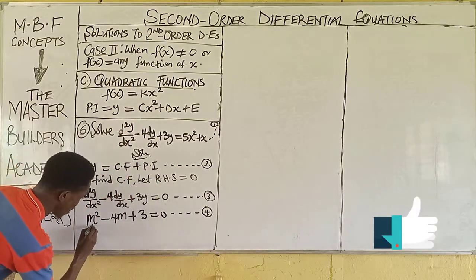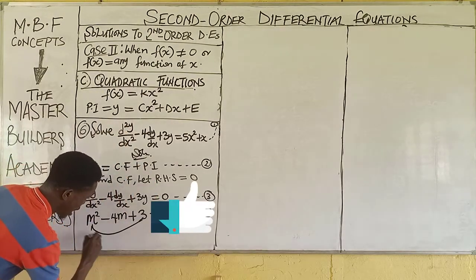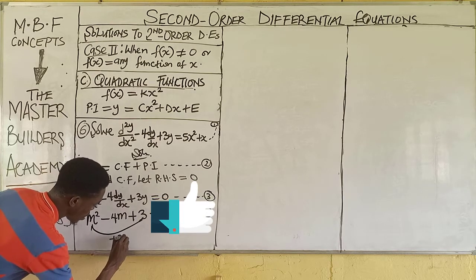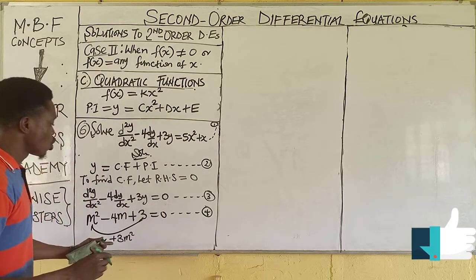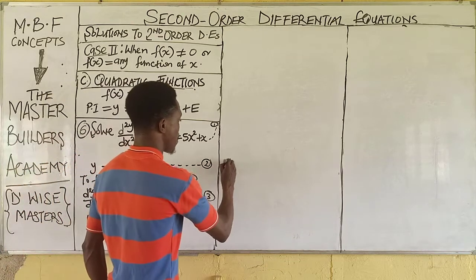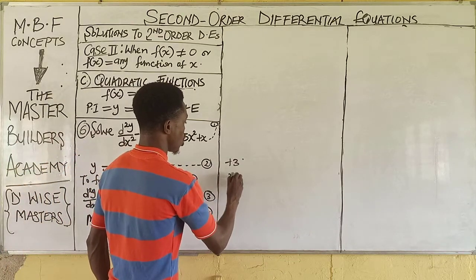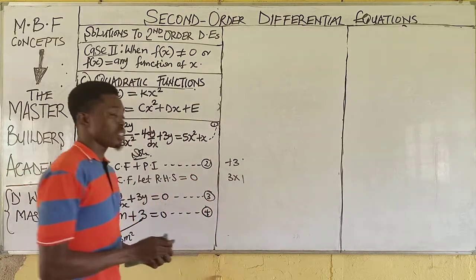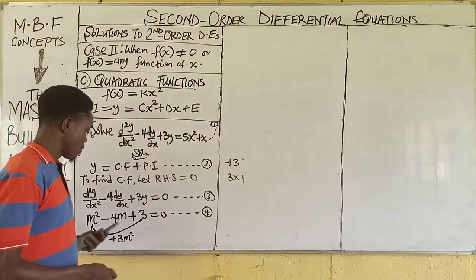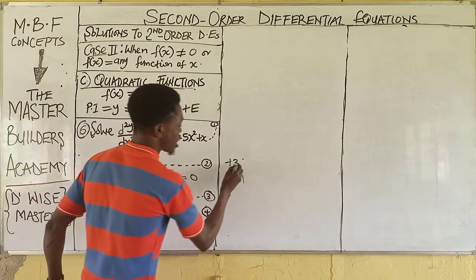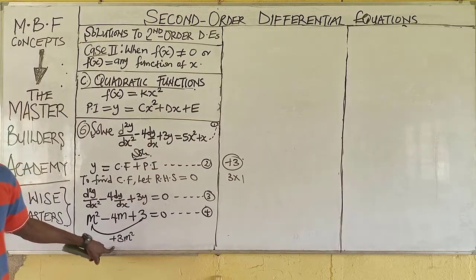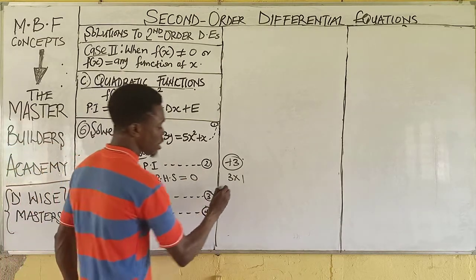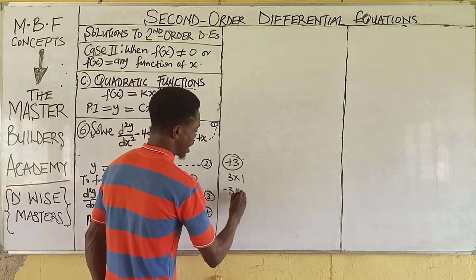So we have this multiplied by this, and this will have given us plus 3m squared. So we are going to look for two factors of 3, positive 3, whose product will give us 3, and whose sum will give us minus 4. And I explained earlier that for the product of two factors to give you a positive result, either both are positive or both are negative.